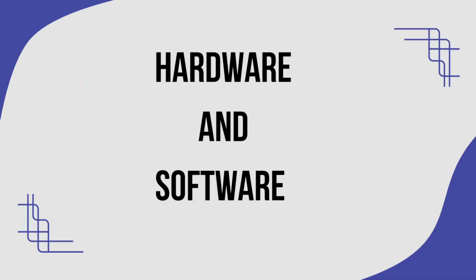We had discussed input and output devices in our last video. We had also discussed examples of input and output devices. In this video, we will learn about hardware and software. A computer is made of two components, hardware and software.